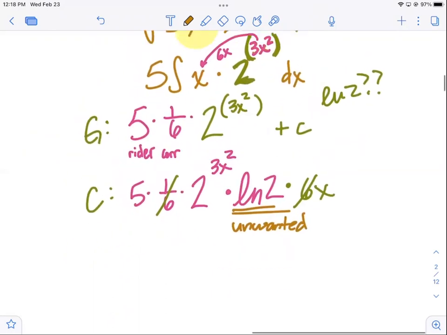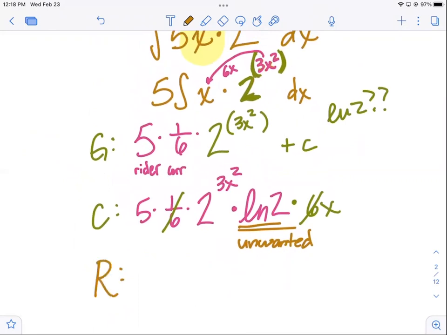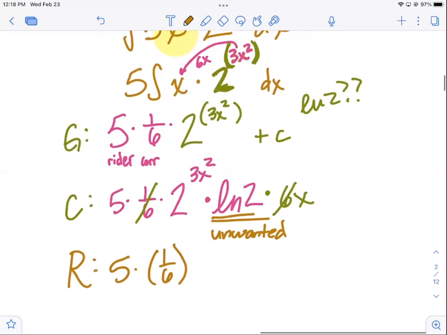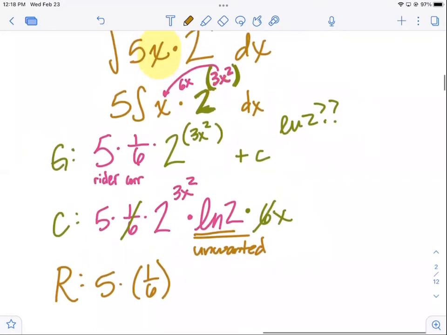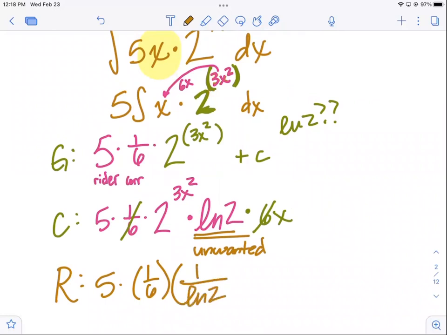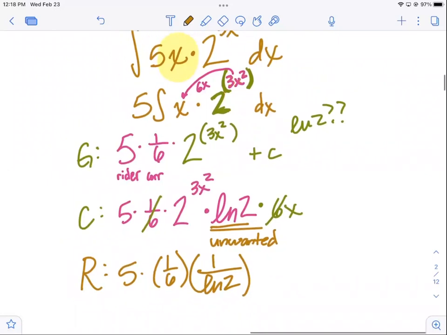And so now when I come back up here and I do my revision, the 5 as the rider, the 1/6 as the correction was good. The 1/6 corrected the unwanted 6. But now, how do I correct an unwanted natural log of 2? Divide by the natural log of 2, or put its reciprocal, 1 over the natural log of 2, in front. So that's like another correction. And then it would be 2 to the 3x squared plus C. And there's your answer. All right.